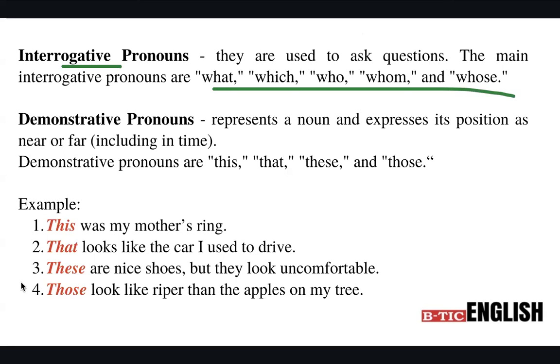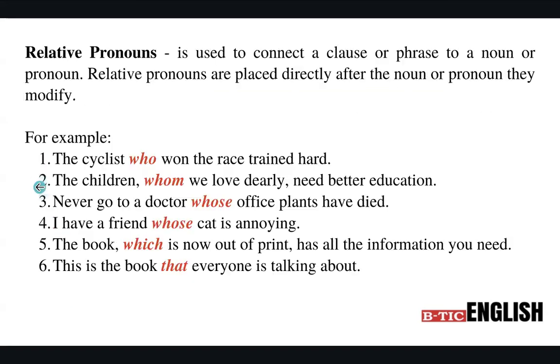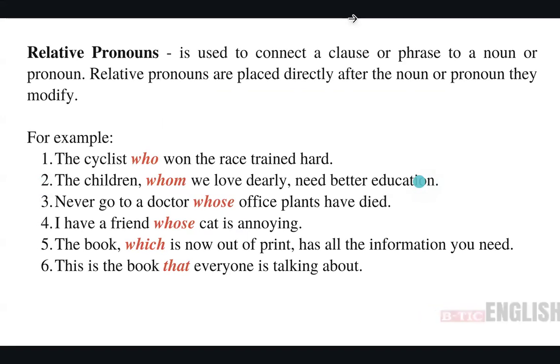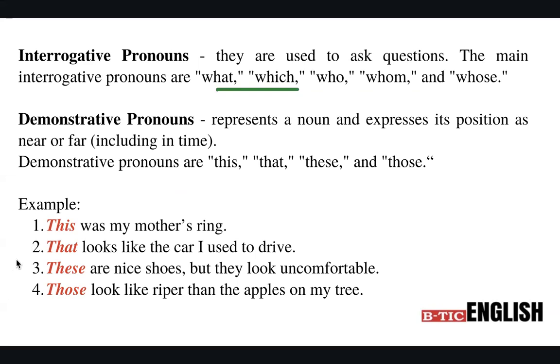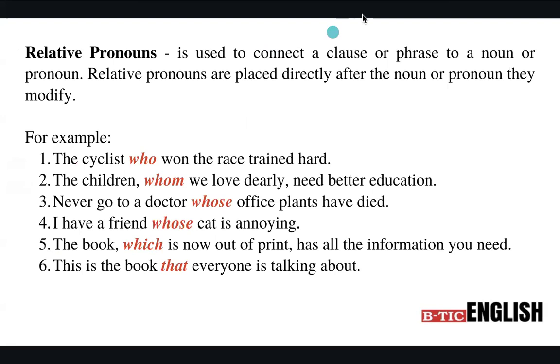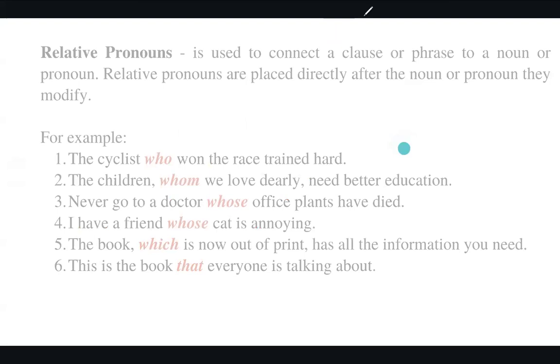Now you have a confusion. Oh, wait. Relative pronouns also have the same words. Look here. Who, whom, whose, which, same words. Now you have a confusion. How do I identify whether this is a relative pronoun or an interrogative pronoun? Easy. I told you, relative pronouns are placed after a noun or a pronoun. But with interrogative pronouns, the sentence starts with an interrogative pronoun.